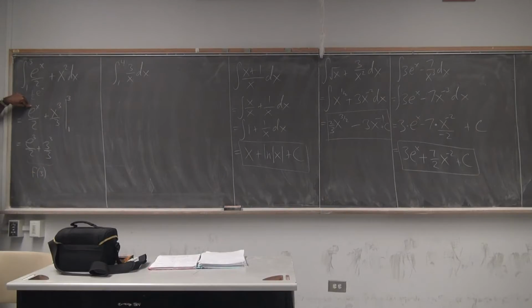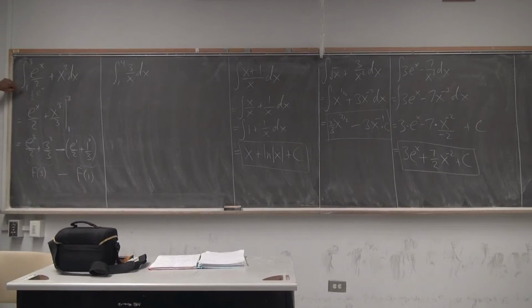So what are you supposed to be doing? You're supposed to subtract something. That's the fundamental theorem of calculus. What are you supposed to subtract? The same thing, but plug in 1. Plug in the bottom number second. So that's e to the 1 over 2 plus 1 cubed over 3. Because it's a subtraction, you need parentheses. That guy here is your big F of 1.